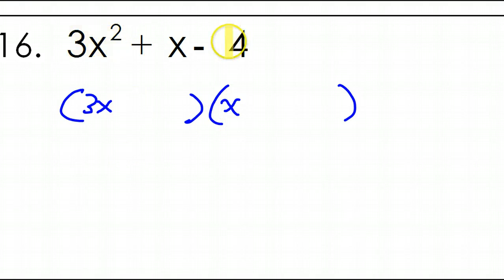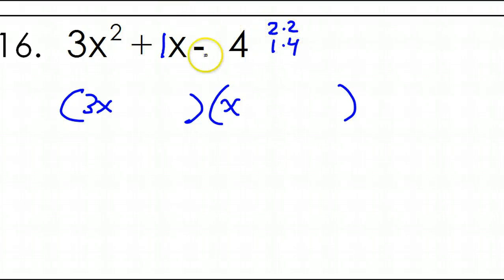Okay, next we look at the last term. Don't worry about the sign yet, just look at the 4. 4 has two possibilities. It's either going to be 2 times 2, or it's going to be 1 times 4. Okay, so here's where we do a little bit of trial and error. We can't just immediately look for the middle and go, oh, which one of these can add up to 1? That doesn't work when you have a number in front, guys. That's the problem. So let's just do a little bit of guess and check right now.